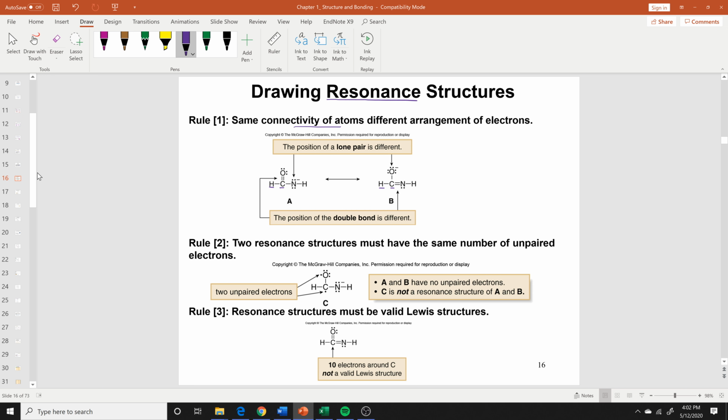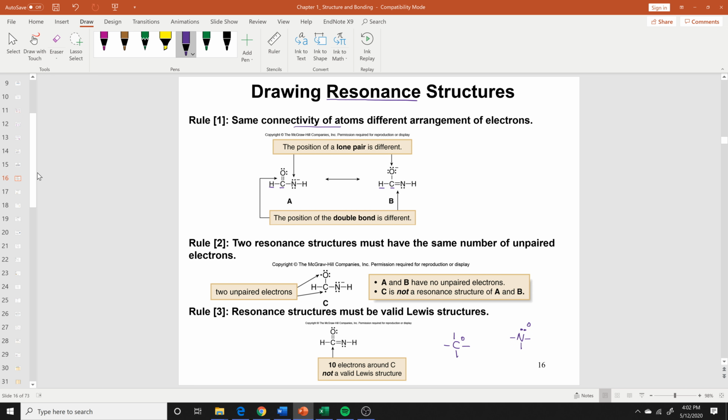And then rule number 3, Lewis structures should be valid. Resonance should have a valid Lewis structure. This means that carbon should have how many bonds? 4, to have a zero charge. Nitrogen should have how many bonds? 3 bonds and a lone pair to have a zero charge.